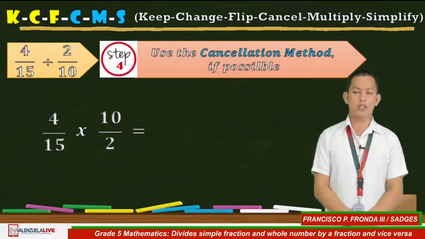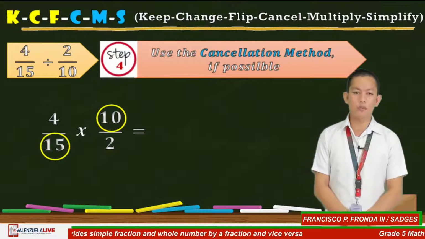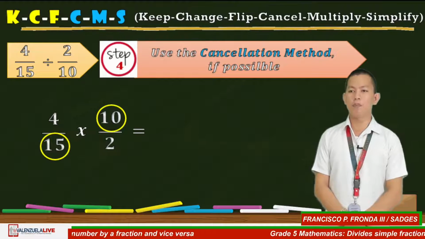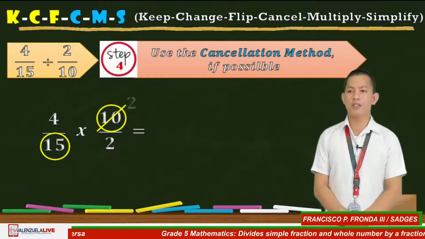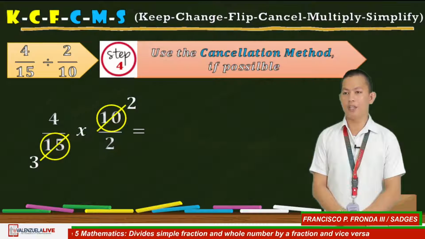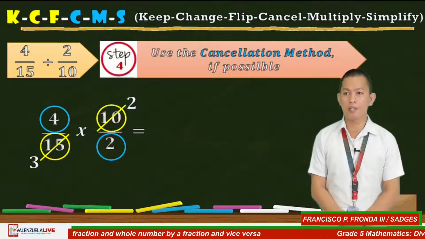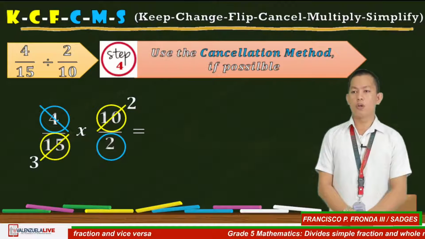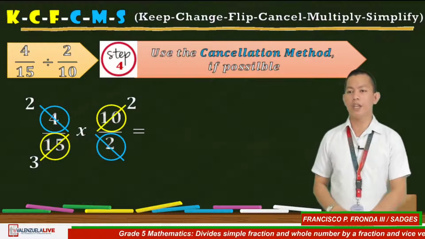Let's observe these sets of fractions. Let's observe 10 and 15. Is there a common factor between 10 and 15, grade 5 learners? Yes, there is. The common factor of 10 and 15 is 5. So we can divide 10 by 5, the answer is 2. Then we can divide 15 by 5, the answer is 3. Then let's observe 4 and 2. Is there a common factor between 4 and 2, grade 5 learners? Yes, there is. The common factor of 4 and 2 is 2. So we can divide 4 by 2, the answer is 2. Then 2 divided by 2, the answer is 1.